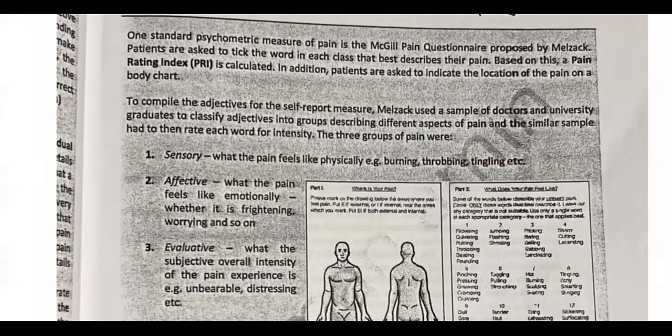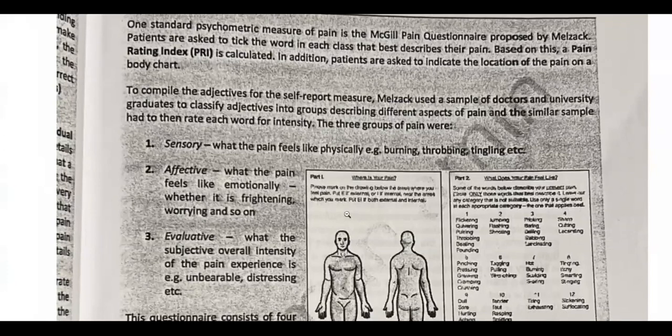To compile the objectives for the self-report, Melzack used a sample of doctors and university graduates to classify the adjectives into groups describing pain. So basically, how did he describe these? How did he get these three different groups? That's what they're explaining.